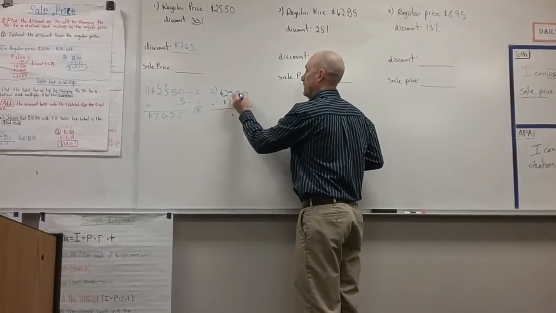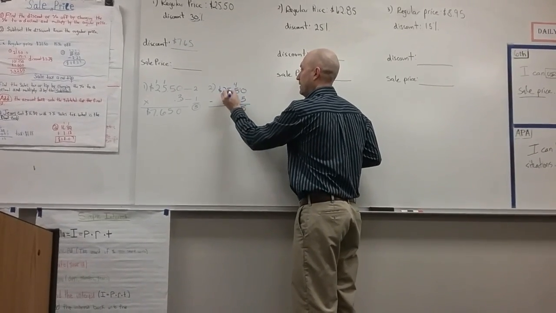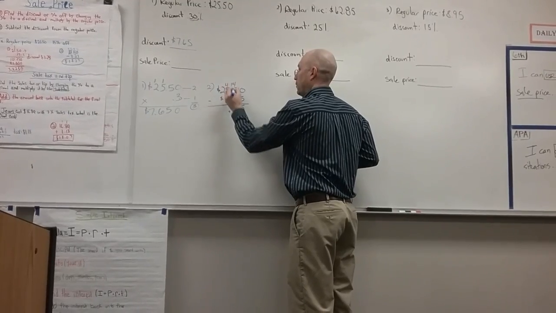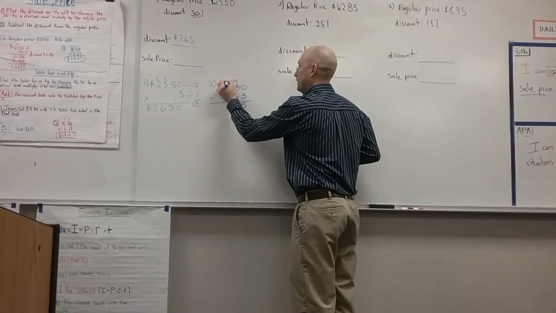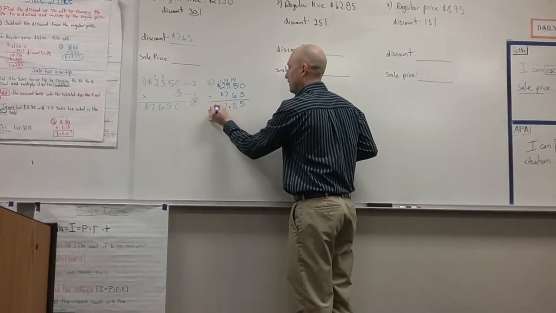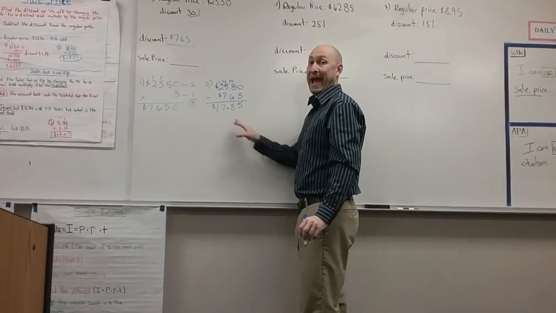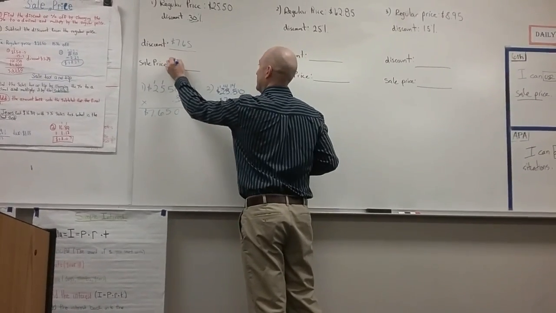I need to borrow. 10 minus 5 is 5. Borrow again. 14 minus 6 is 8. Need to borrow again. 14 minus 7 is 7, and 1 minus 0 is 0. So my final price after my discount being pulled away is $17.85.